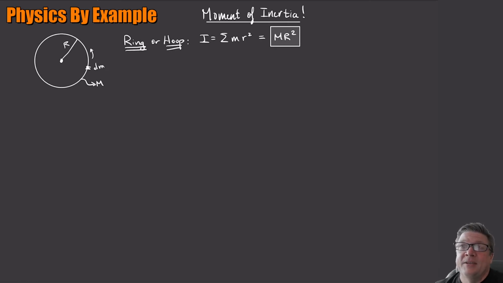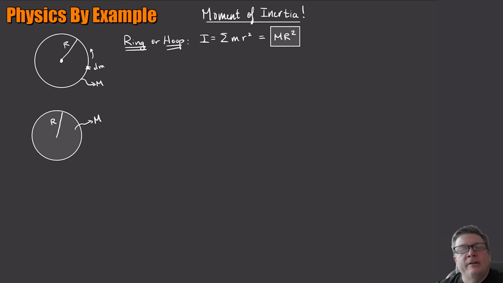What about something related to that? What about a disk, a solid disk? So now let's say we have another thing like this, filled in a little bit. The whole thing has a mass of m. It's still got, let's say, a radius r. So how are we going to figure this out?